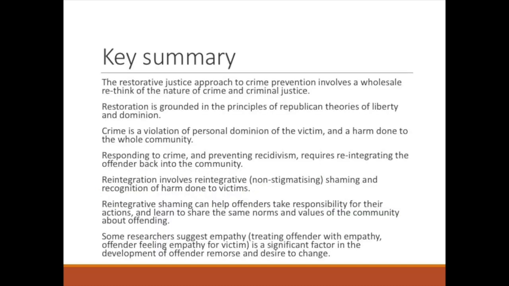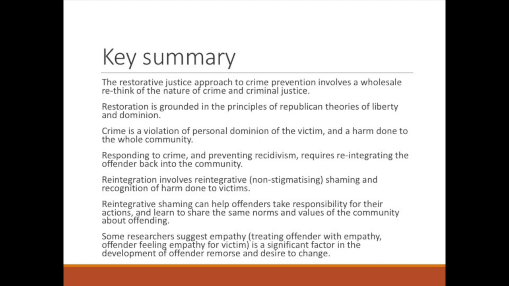Now let's do a quick summary of some of the key points that we've covered. The restorative justice approach to crime prevention involves a wholesale rethink of the nature of crime and criminal justice. Restoration is grounded in the principles of Republican theories of liberty and dominion. Crime is a violation of personal dominion of the victim, and it's also a harm done to the whole community. Responding to crime and preventing recidivism requires reintegrating the offender back into the community.